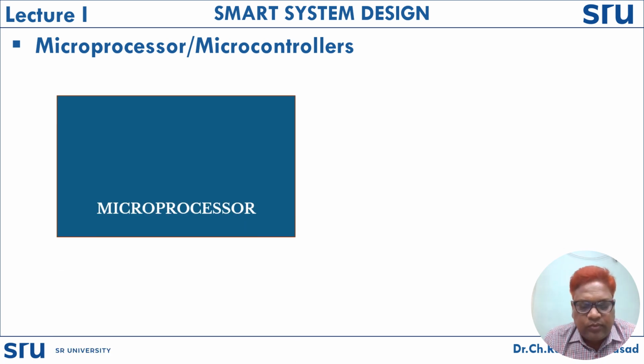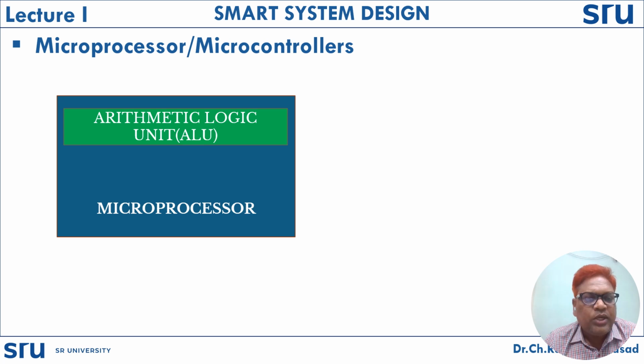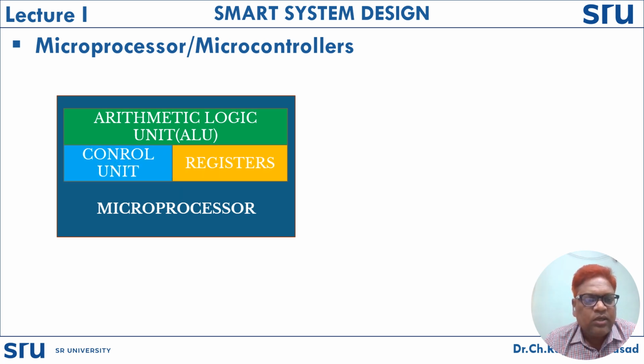Coming to the processor or controller, there are two different types of systems. One is the microprocessor, another one is the microcontroller. Let us see what a microprocessor is. A microprocessor is a CPU on a single IC, which consists of an arithmetic logic unit, some registers, and a control unit. All these three blocks of a computer available in a single IC are known as a microprocessor.